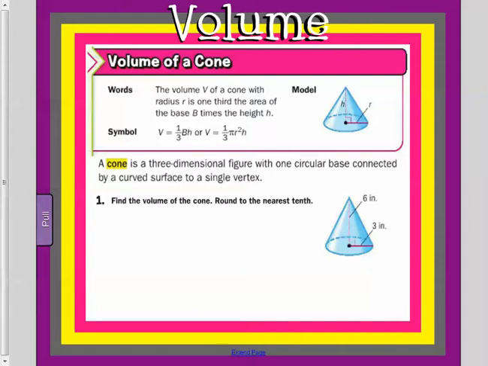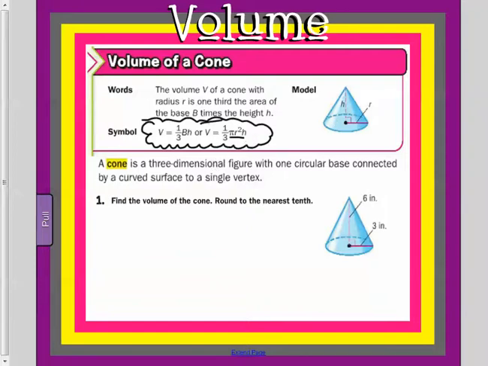Let's work with cones today, finding their volume. The volume of a cone with a radius is 1/3 the area of its base, or B, times the height, h. So this is the formula that we use: 1/3 the big base times the height. Or instead of thinking of it as the big base, we think of it as pi r squared, because the base is a circle and the area of a circle is pi r squared.